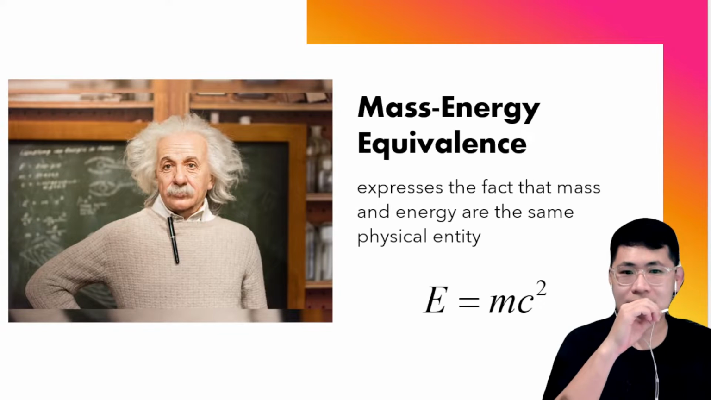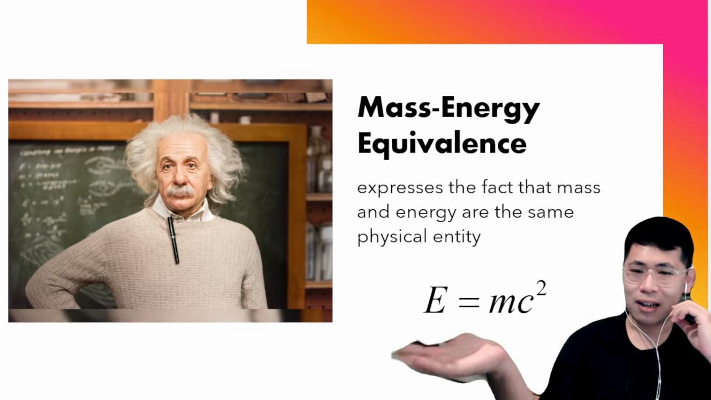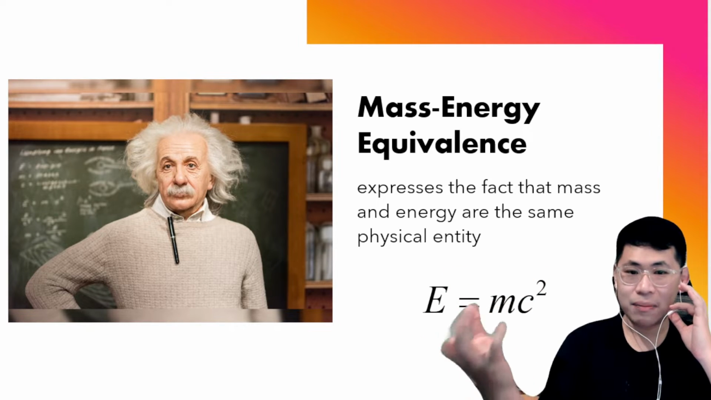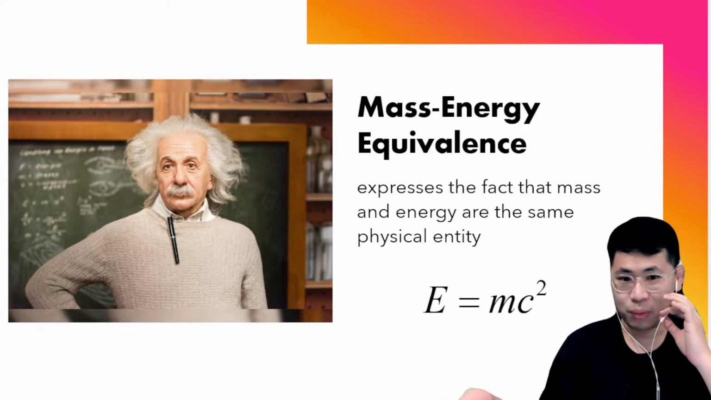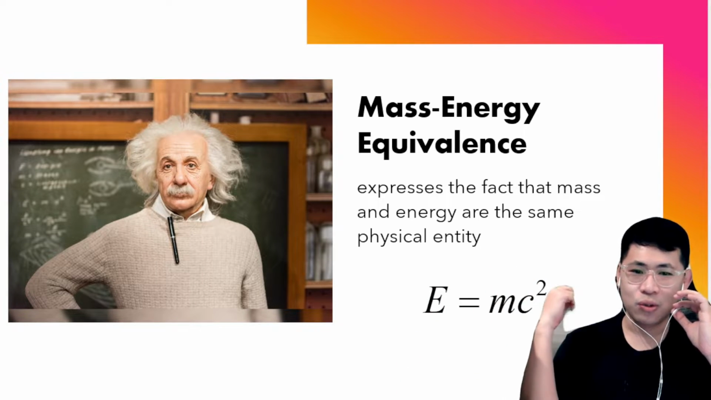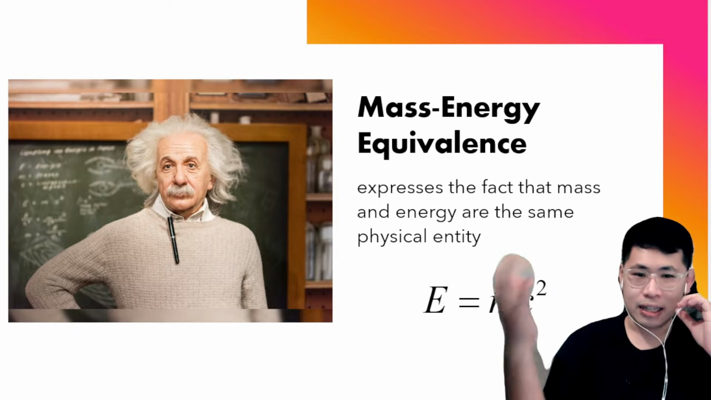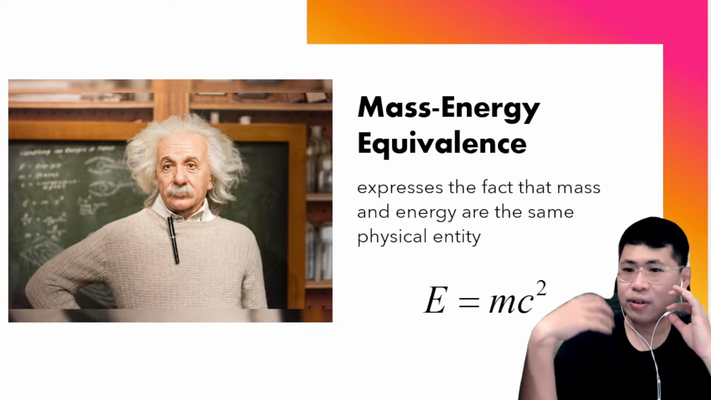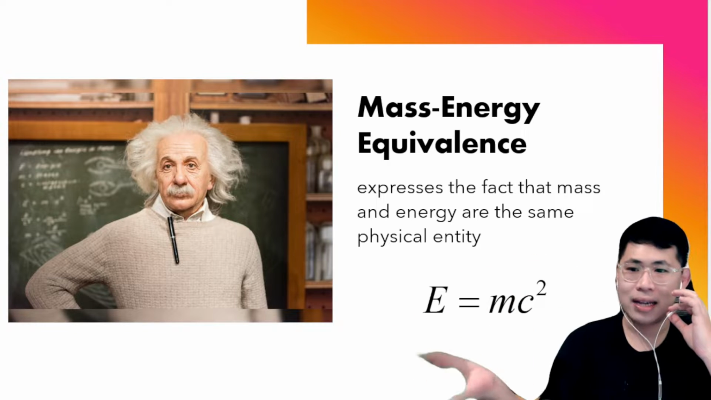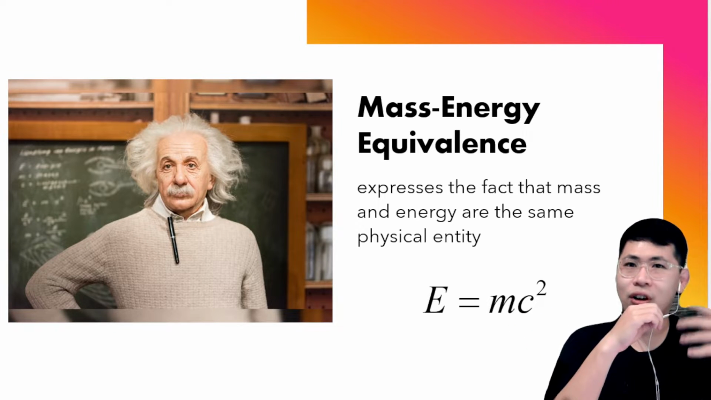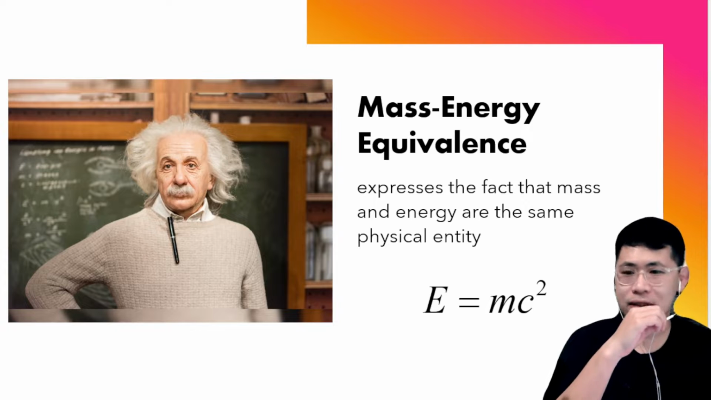Okay, so the first one is actually the mass-energy equivalence. Alright, and who is this person? This is none other than Albert Einstein. So this famous formula, I think it's the world's most famous formula, E equals mc squared. So E equals mc squared. So what is this? It expresses the fact that mass and energy are the same physical entity, and you can convert mass to energy, energy to mass, and so on. So this formula is important because it has a lot of applications in the physics world.